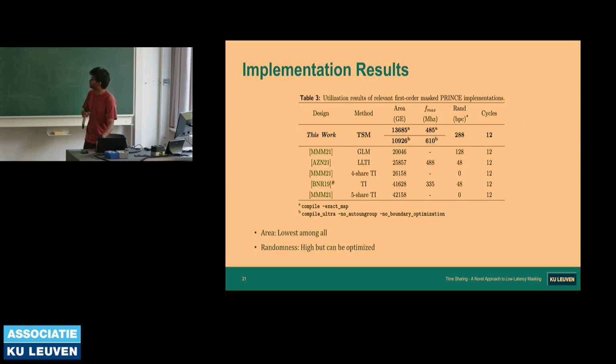And here are the implementation results for the entire cipher. So it's much smaller than what exists before with 12 cycles as latency. And then the randomness is high, but I think it can be optimized, but we haven't really tried that, but yeah, it's an open problem.